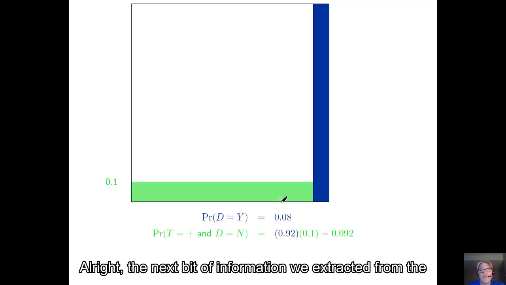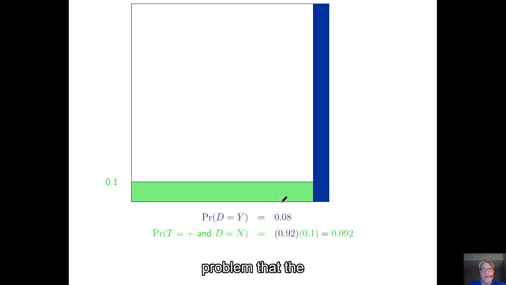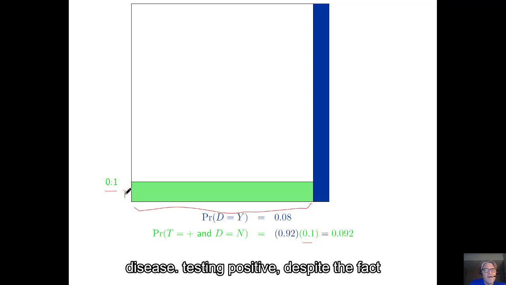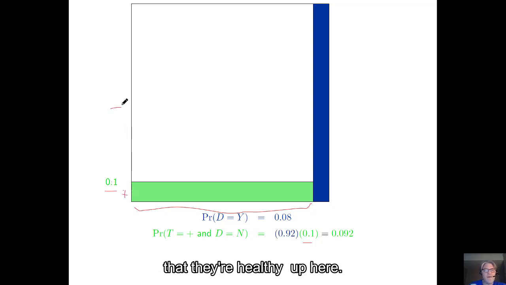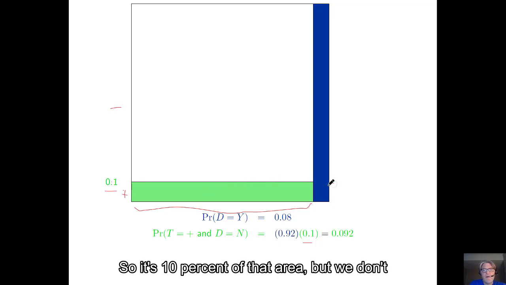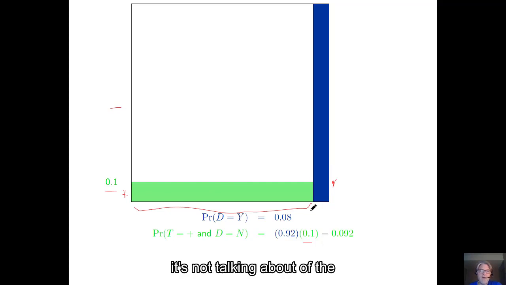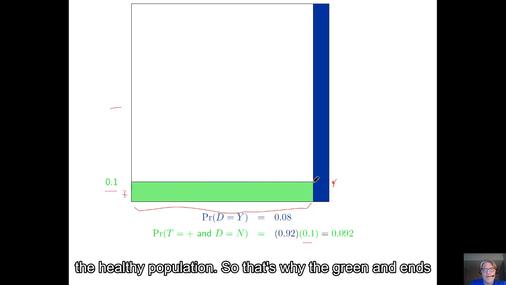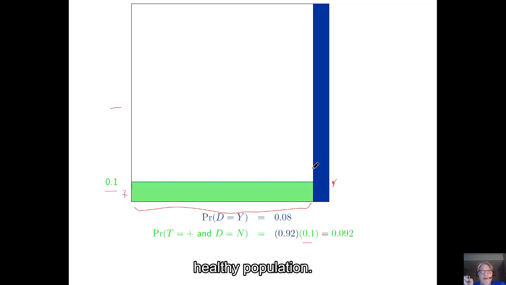All right, the next bit of information we extracted from the problem, that the probability of having a false positive was 10%, and that was of the healthy people, so only this 92% of the square. We go up 10% on the disease testing positive, despite the fact that they're healthy, so negative up here. So it's 10% of that area, but we don't color all the way across to the full end of the square over here, because it's not talking about the entire population. It's conditional on them being the healthy population. So that's why the green ends here. So it's just talking about the healthy population.